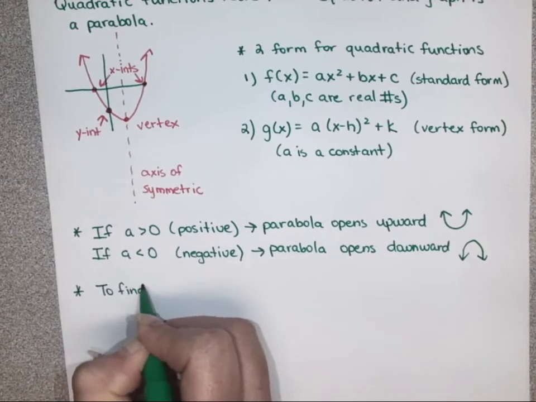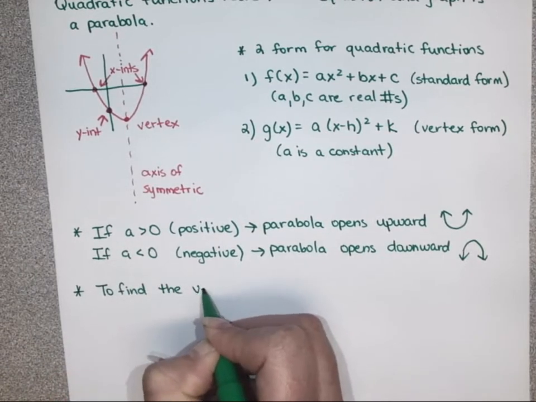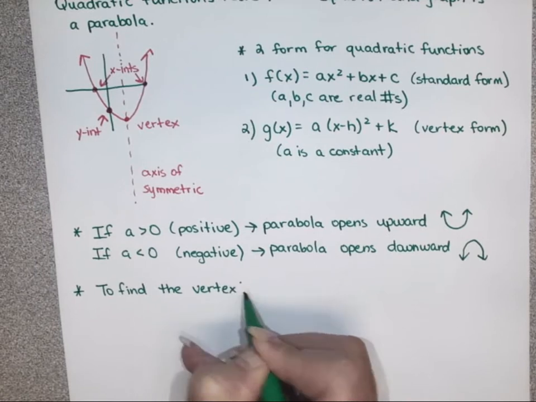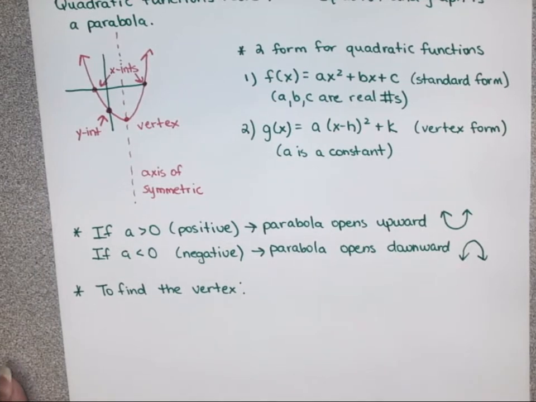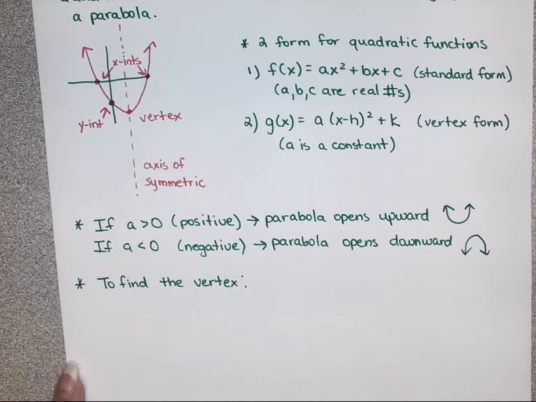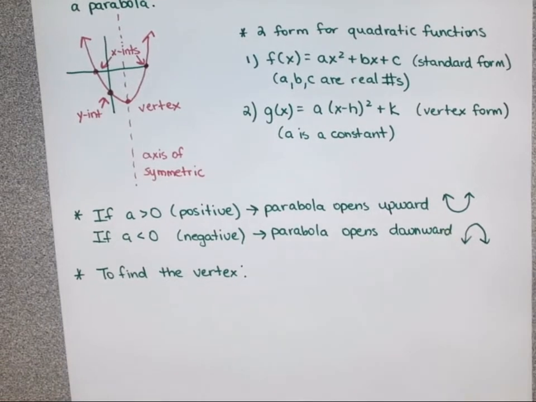All right, so let's talk about how to find the vertex. I always talk about that first because that is the most important point in a parabola. If you know where the vertex is, and frankly, if you know whether it opens upward or downward, you should be able to sketch it just from that single point, really. Okay, although we'll want a little bit more detail than that.